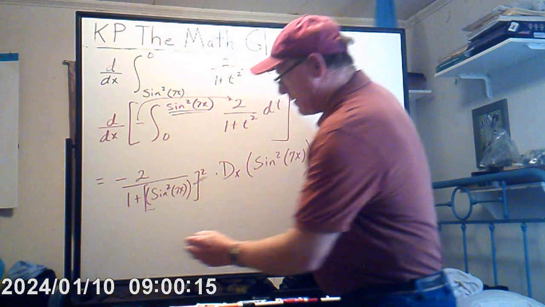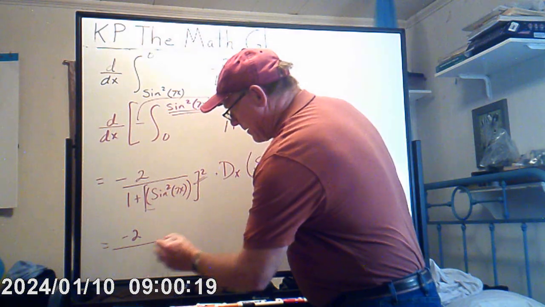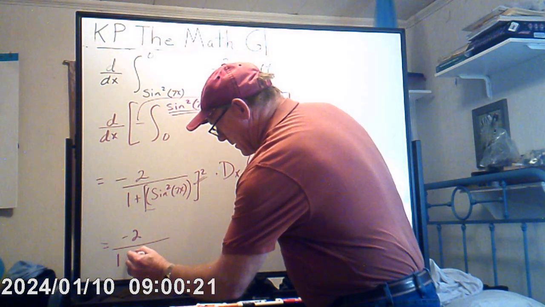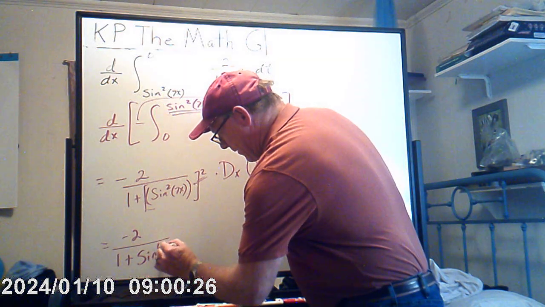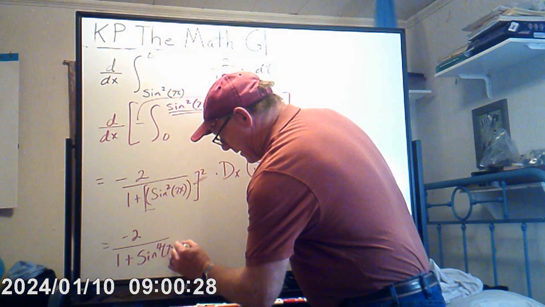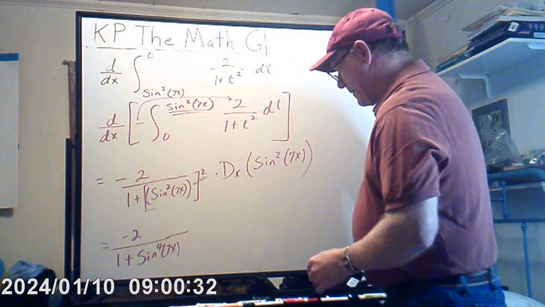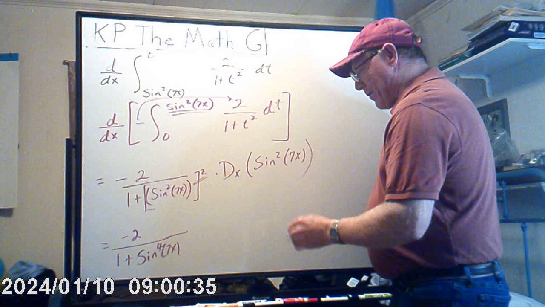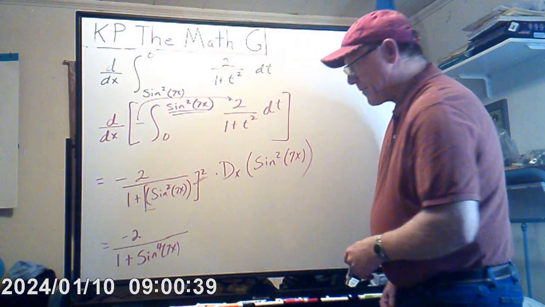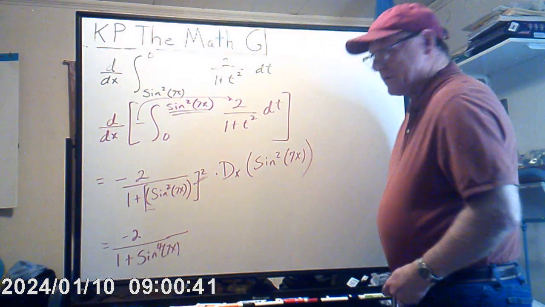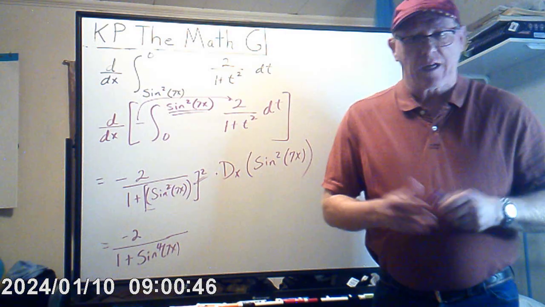Alright. So now this is negative 2 over 1 plus sine to the 4th of 7x. 2 times 2 is 4. Now I want to do the derivative of sine squared. Whoa. How do we do that? Anybody think of something?